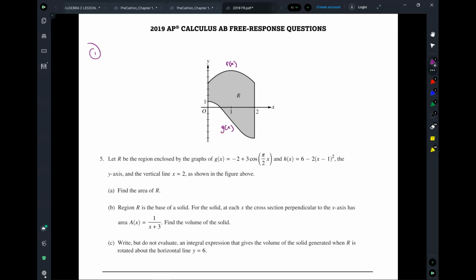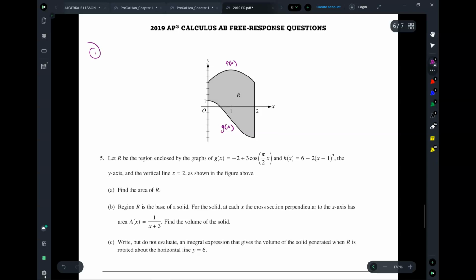Okay. So area is going to be from 0 to 2 of 6 minus 2 times x minus 1 squared, minus negative 2 plus 3 cosine pi over 2x dx. Okay, so that's a long integrand. I would try to simplify this before I integrate.